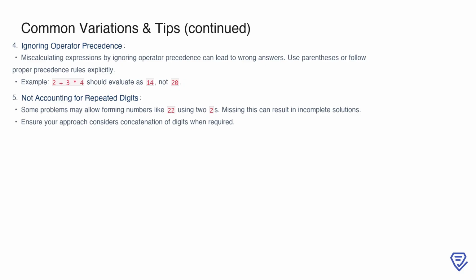Additionally, not accounting for repeated digits can cause incomplete solutions. Some problems allow forming numbers like 22 by concatenating 2's, and overlooking this can lead to incorrect answers. Make sure your approach can handle scenarios where digits are repeated or concatenated to form larger numbers when needed.